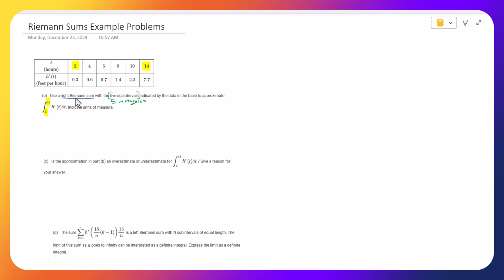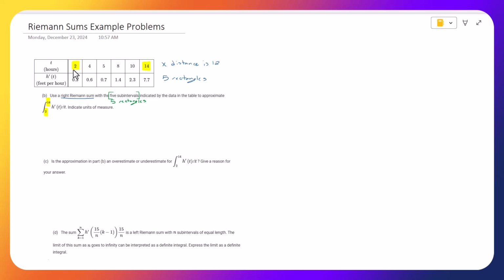So what is our x distance? Because we know we want 5 rectangles, because it says we want 5 subintervals. The other piece that we need here is what is our x distance? Well, our x distance is from 2 to 14, so that's 12. 14 minus 2 is 12. So x distance is 12. So for each of these rectangles, oh, actually, I'm sorry, I take it back. This x distance doesn't matter in this case.